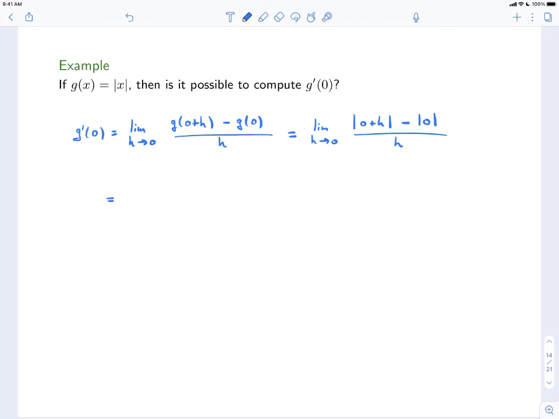Okay, well, the absolute value of 0 plus h, well, let's write this down. The limit as h goes to 0, this is the absolute value of h. And of course, the absolute value of 0 is just 0. So we're just going to end up with the absolute value of h in the numerator divided by h. The limit as h approaches 0 of the absolute value of h over h. But this limit does not exist.